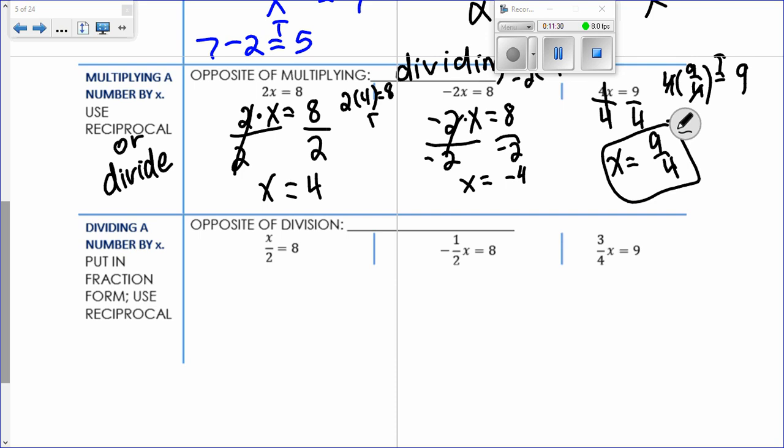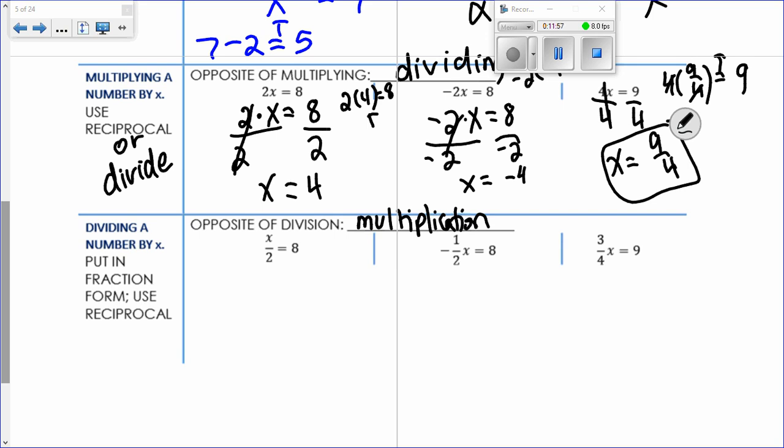When you're dividing a number by x, you put it in fraction form, and you use the reciprocal. The opposite of division is multiplication. Typically, you only need to worry about reciprocals when you're thinking in terms of a numerator, like a fraction where a numerator has a different number other than 1. Okay? Otherwise, you're just multiplying.